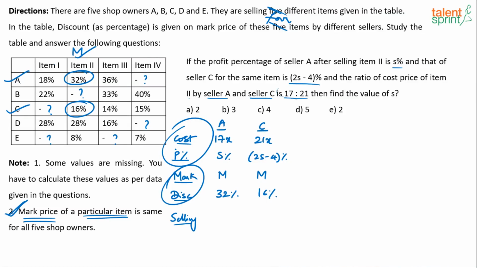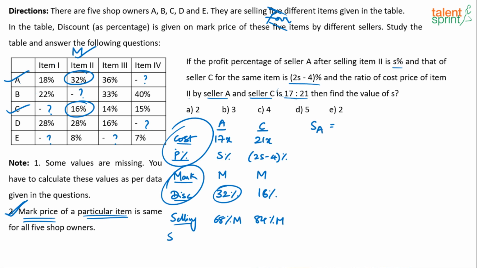How do you do it? Like for example, selling price here. See, discount is 32%, right? Discount is 32%. So selling price for A: if the discount is 32%, selling price is only 68% of M. In this case, the discount is 16%, so selling price can be taken as 84% of M.